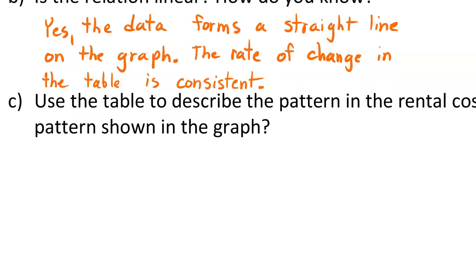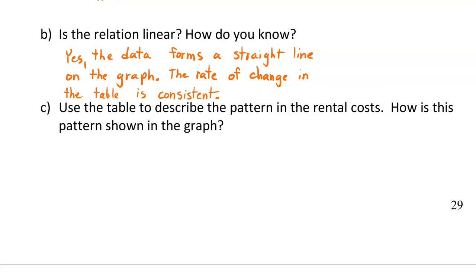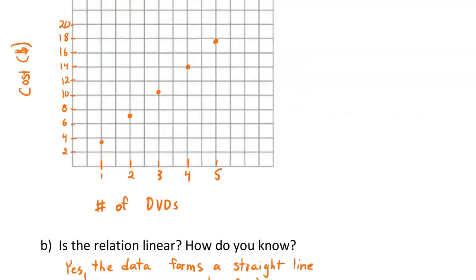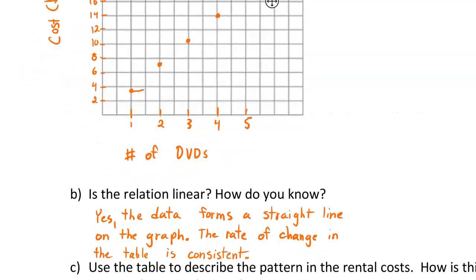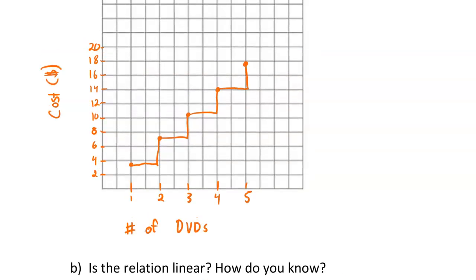Part C asks, use the table to describe the pattern in the rental cost. How is this pattern shown in the graph? Well, as the number of DVDs increases by 1, the cost increases by $3.50. We also see this on the graph going from one point to the next, and it's creating that staircase. So if we looked at this, it's creating an equal staircase every time. It's going to move by the same amount every time.